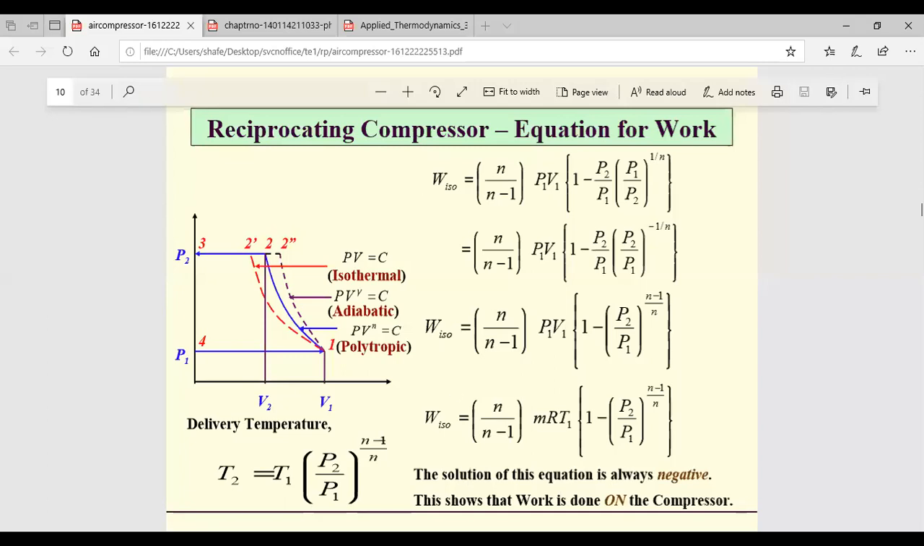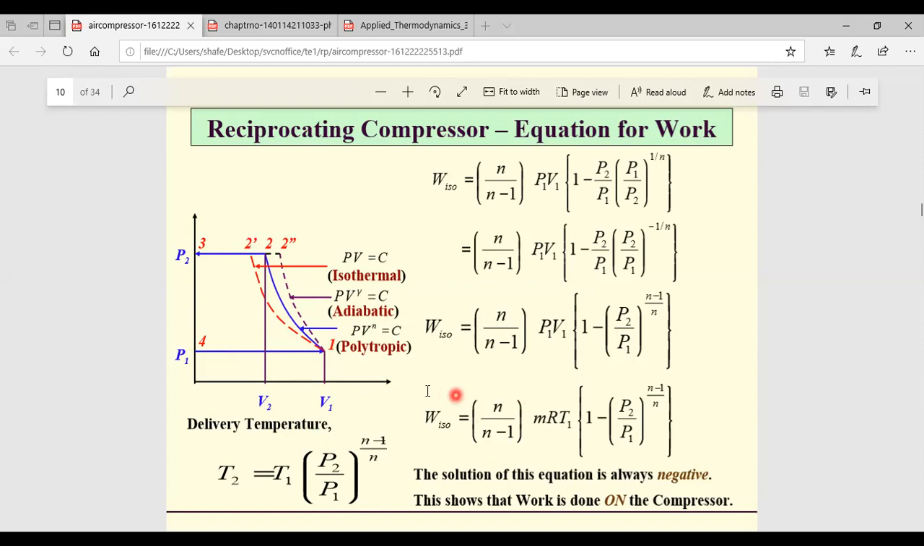Now you see, this is what we discussed in the last class. This is basically the expression of compression. It takes the air at pressure P1, and 1 to 2 is the process of compression, and 2 to 3 is the delivery. This may be possible in three thermodynamic processes: adiabatic, isothermal, and polytropic.